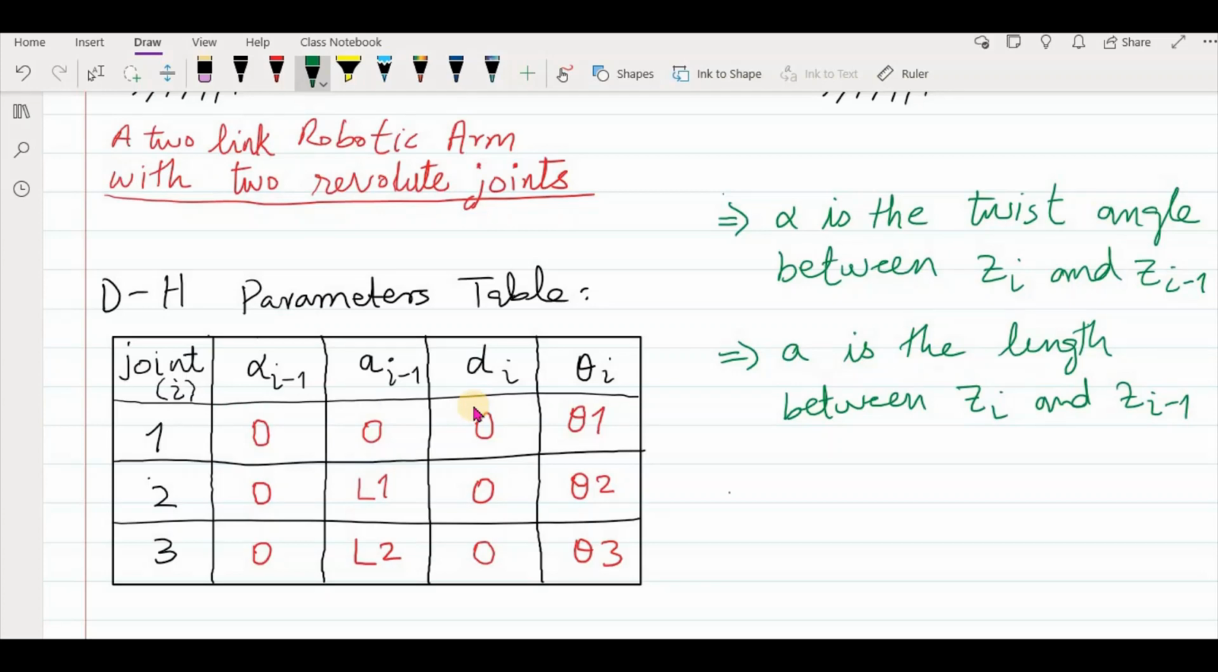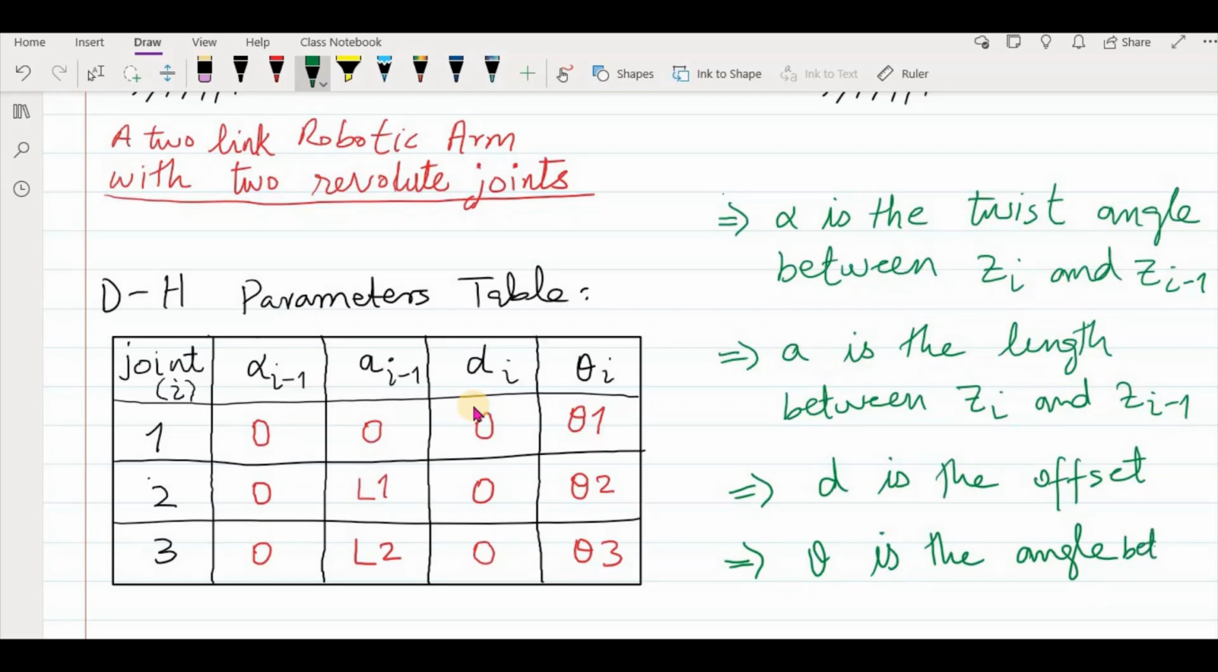And now what is the D? D is the offset. And theta is the angle between xi and xi minus 1.